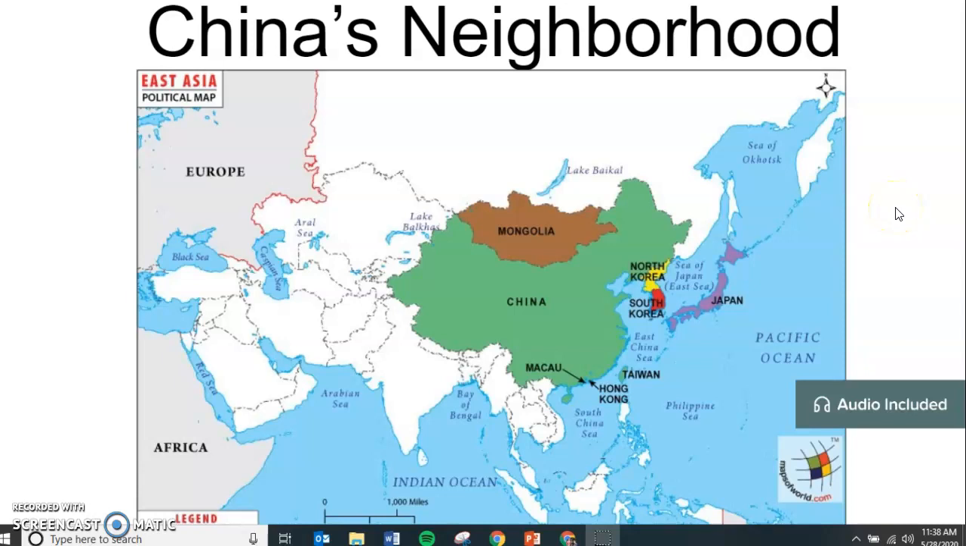This is a map that shows China and its neighborhood. And in this set of clips and political cartoons, we're going to examine three of China's close neighbors with which they have interesting relationships.